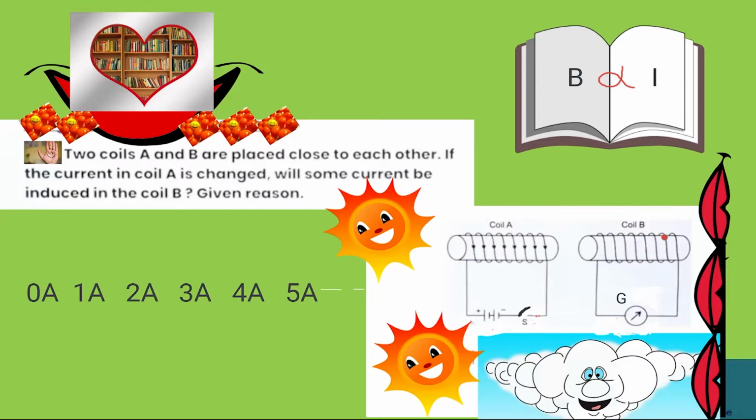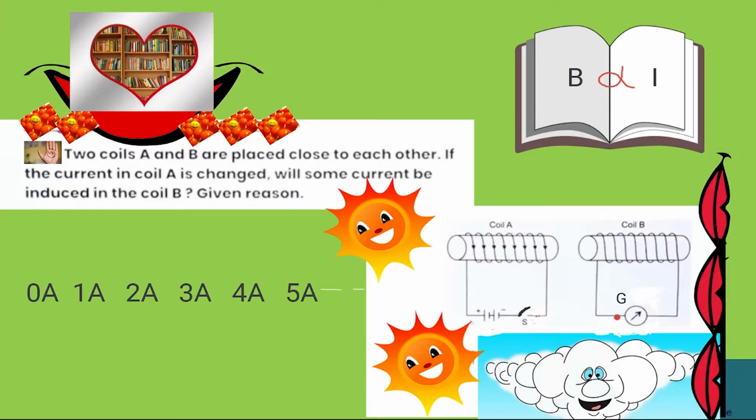Because of this, for all the reasons which I've told you just now, deflection in the galvanometer I can see, but only momentary. Please quote my word, only momentary. That means only for some time, some period only. But why?